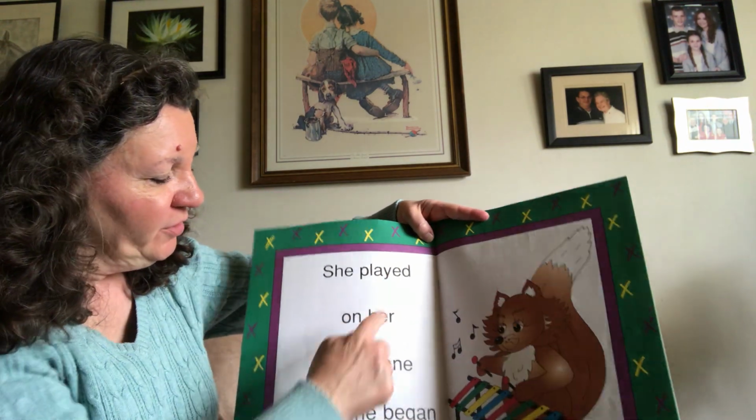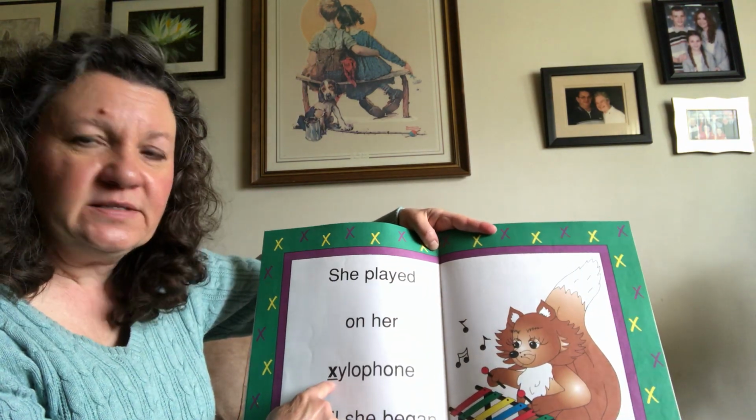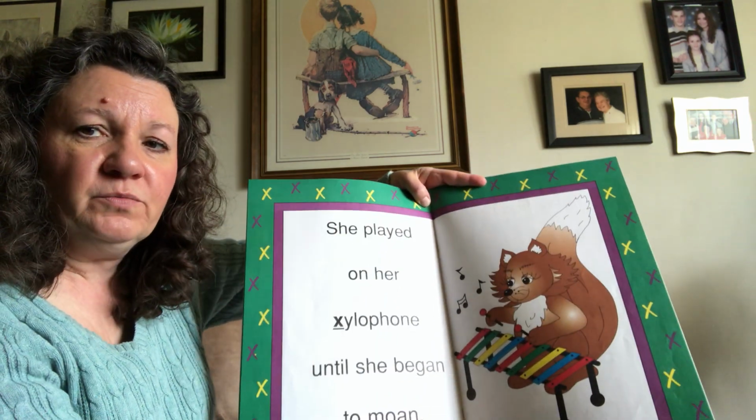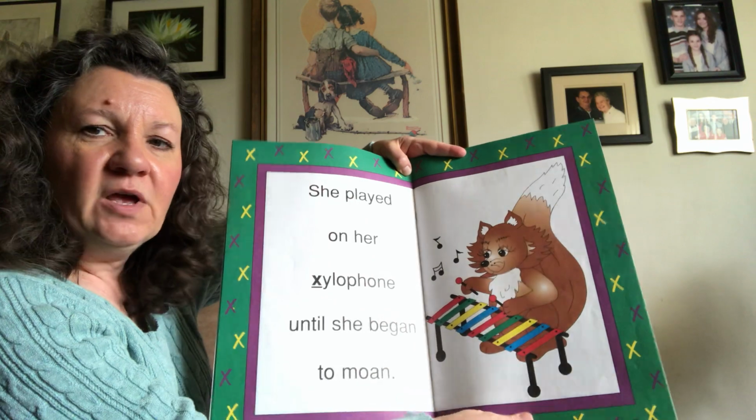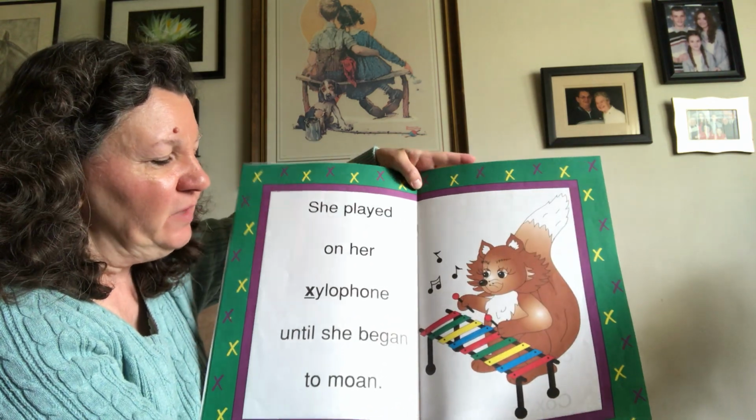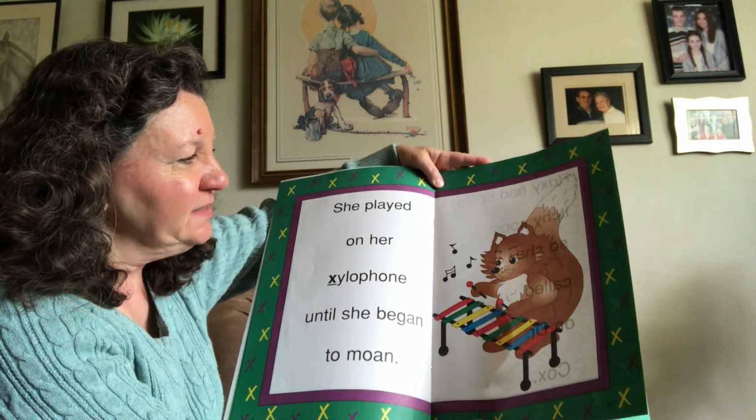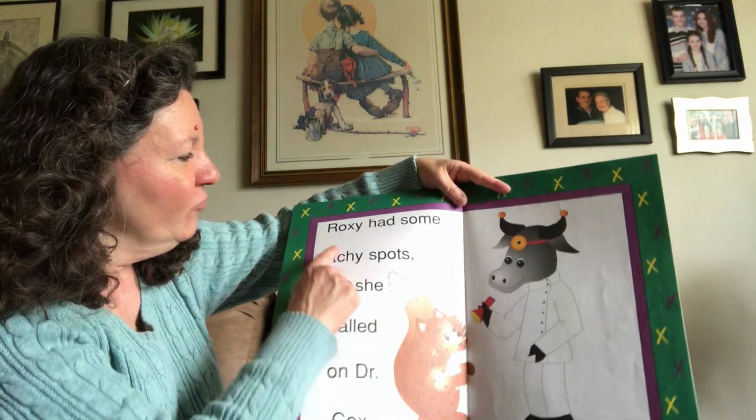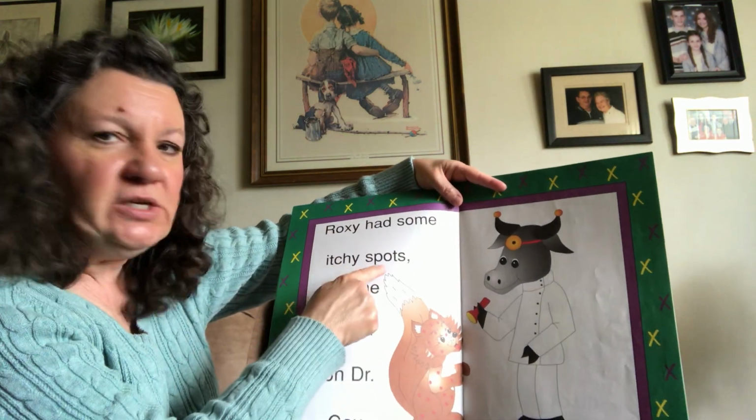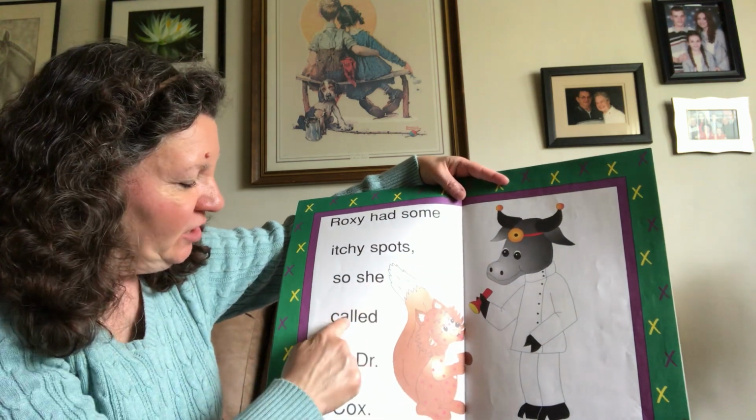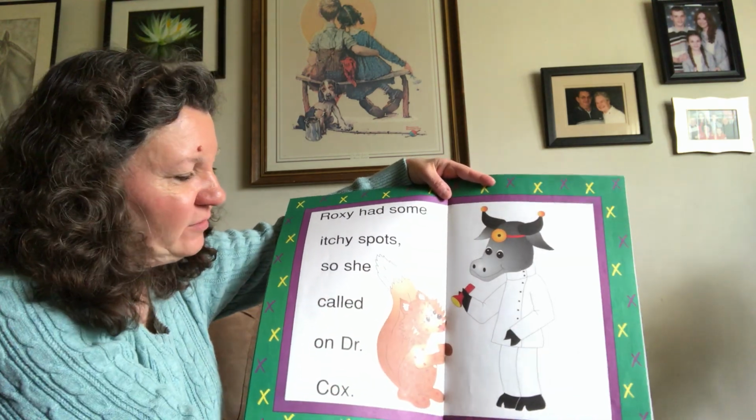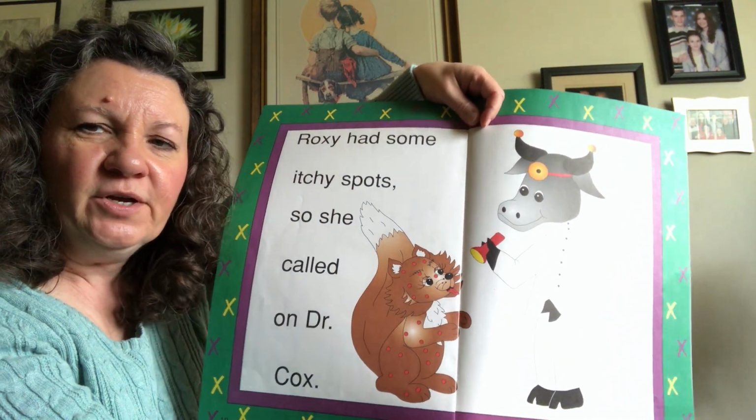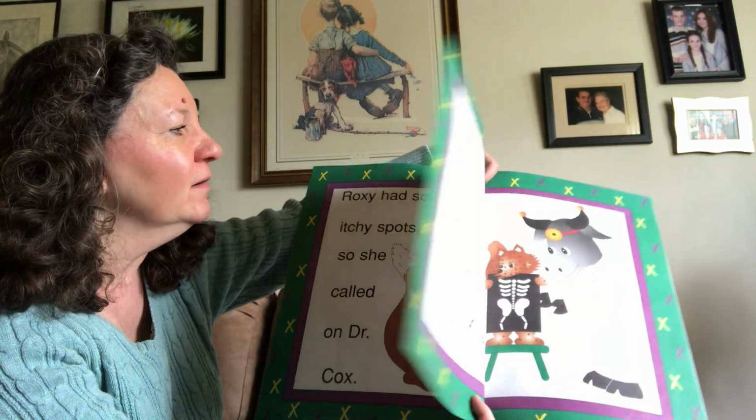She played on her xylophone, now there it is, at the beginning of the word, until she began to moan. Right, and there's Roxy playing on her xylophone there. Makes all kinds of pretty sounds. Roxy had some itchy spots, so she called on Dr. Cox. Okay, there's Dr. Cox. Now, Roxy, see those red spots all over her? I wonder what that is.